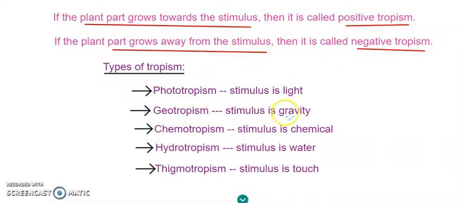Geotropism is the response to gravity, which the roots showed. Chemotropism is the response to chemicals, which the pollen grains and the pollen tubes showed. Hydrotropism is the response to water. Again, the roots show this. And thigmotropism is the response to touch, which the stems or tendrils of the pea plant or creeper and the sensitive leaves of the touch-me-not plant showed.